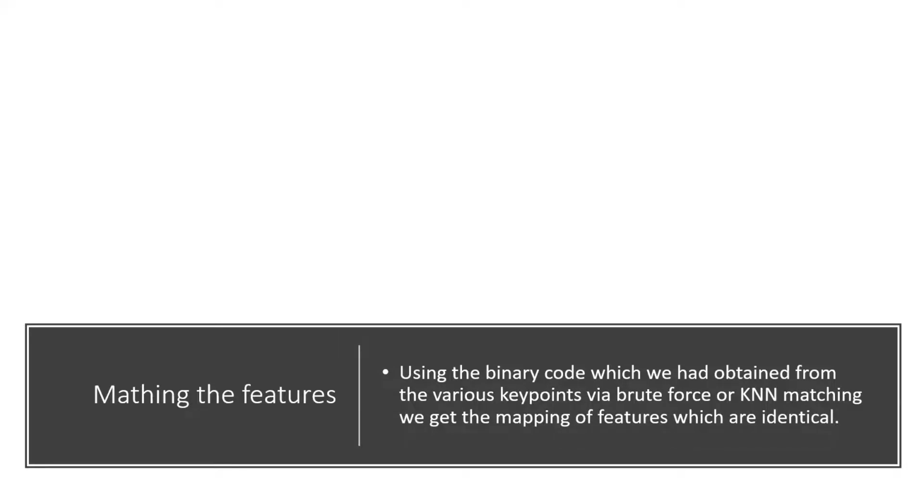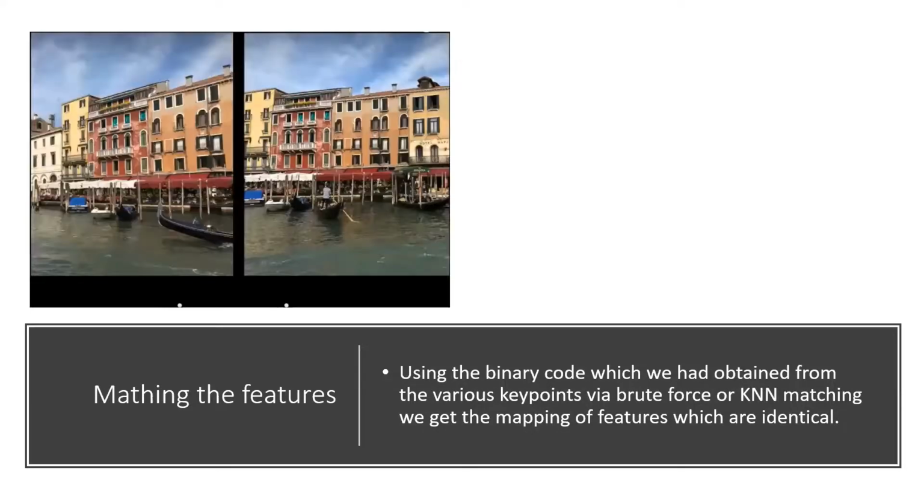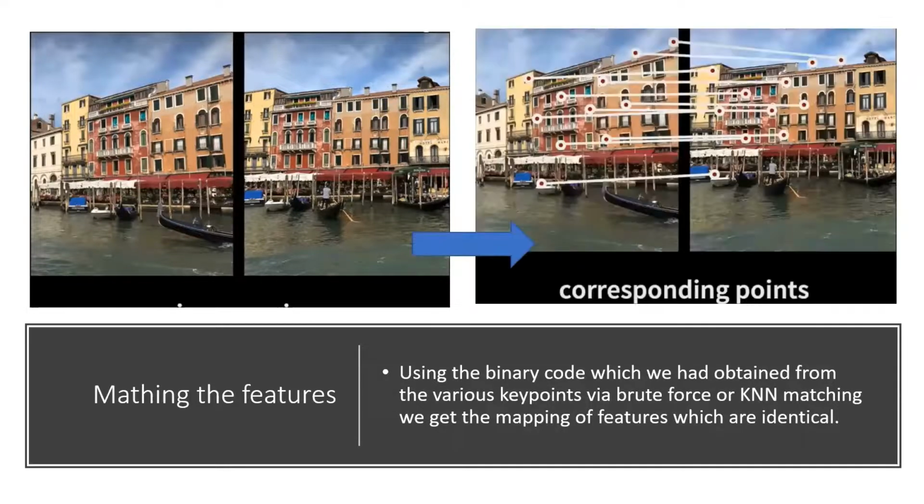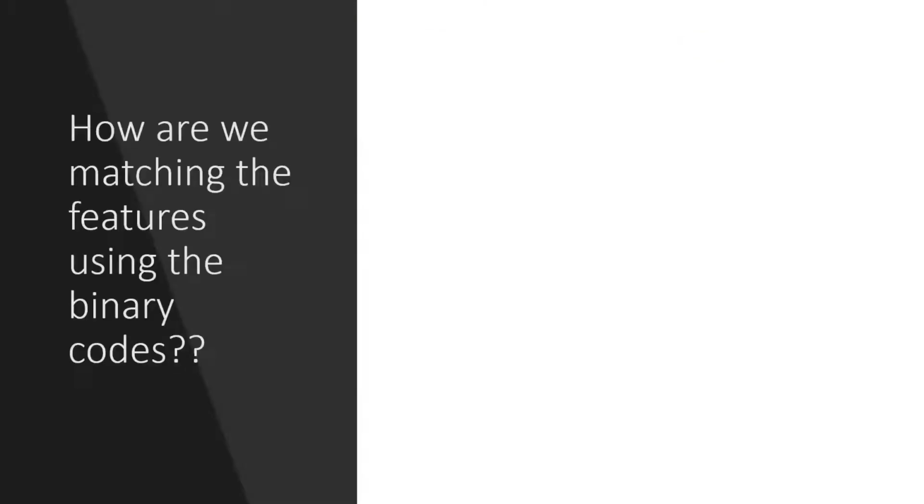Using these binary codes, which you update from these various key points, we can obtain the matching of the features via brute force method or KNN matching methods. So we get the mapping of features which are quite identical. Let's have a look at this image sample, which are taken at different angles. Using these key points and the binary code which we obtained, we try to identify the features which are quite similar and get the mappings. So how are these mappings getting done? The scenario of matching of these features using the binary codes.